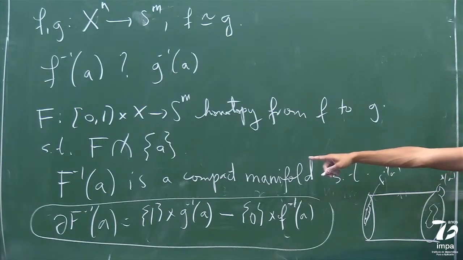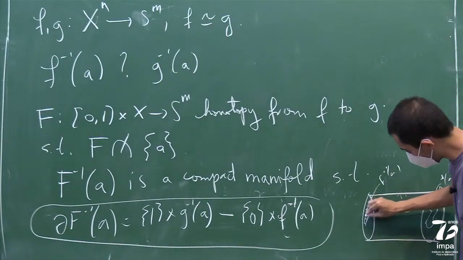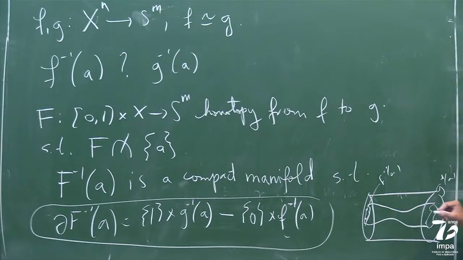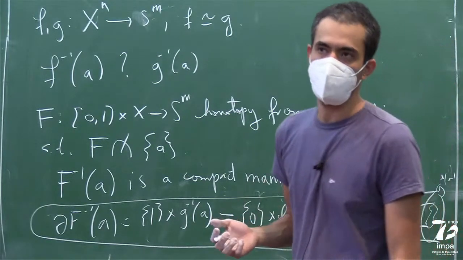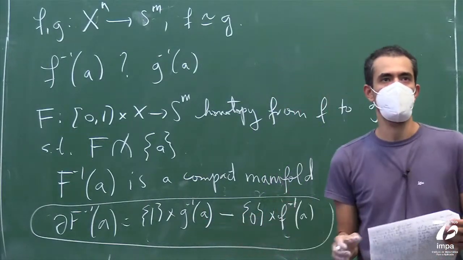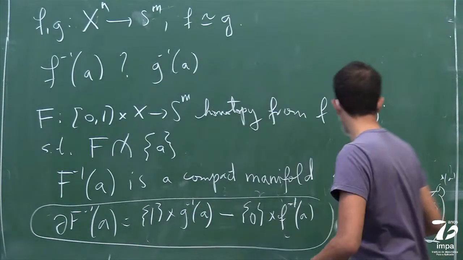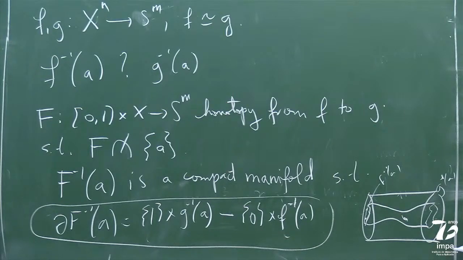So what this is saying is that if there is a homotopy, then you can find a compact manifold of dimension 1 higher, such that the boundary is exactly G inverse of A and F inverse of A, but with the opposite orientation. So this is actually an equivalence relation of submanifolds, and this is called a cobordism. So that's what I'm going to define now. What is a cobordism? And this generalizes the idea of having the same degree, basically.